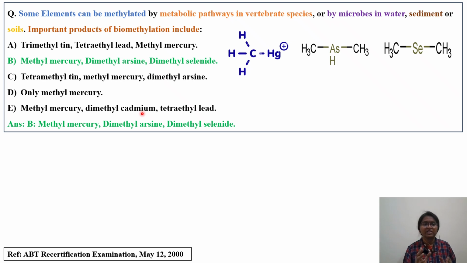So you have to choose the answer. This is a tricky question; it is trying to confuse you. Our classical example is only methyl mercury, so when we see option D, we think D is the only right one. But the answer is option B: in addition to methyl mercury, the other two, dimethyl arsine as well as dimethyl selenide. So selenium, arsenic and mercury, all three will undergo biomethylation. We'll discuss each in detail.